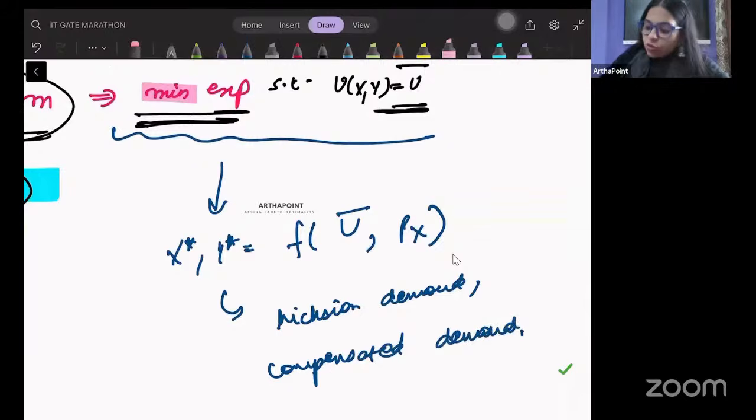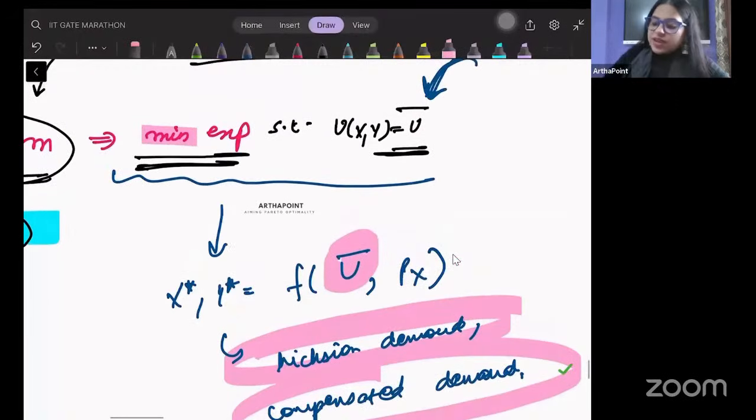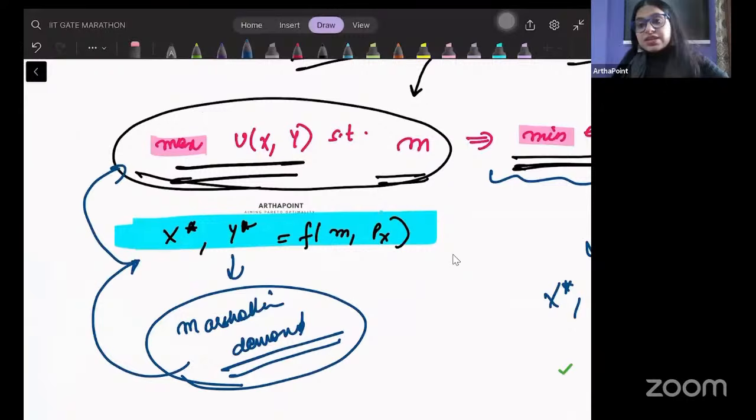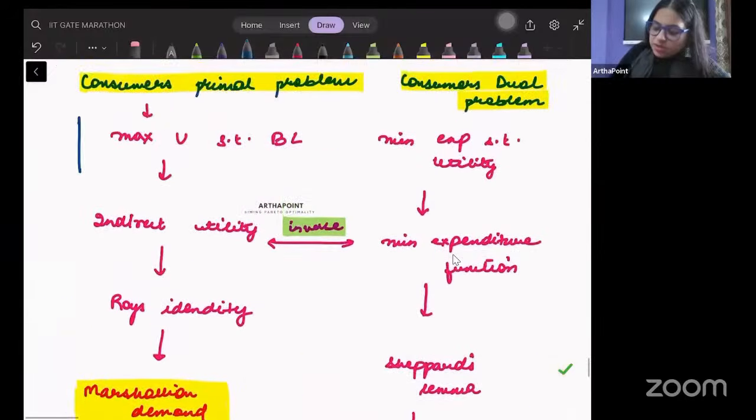So when I talk about Hicksian demand, जब मैं Hicksian demand की बात करती हूँ, it is a function of utility. In the background, we have minimized expenditure subject to given level of utility. When I talk about Marshallian demand, it is a function of the income and prices. In the background, we have maximized utility subject to the given level of income. ये हो गया आपका first aspect. इतना समझा हमने अभी ये वाला part.